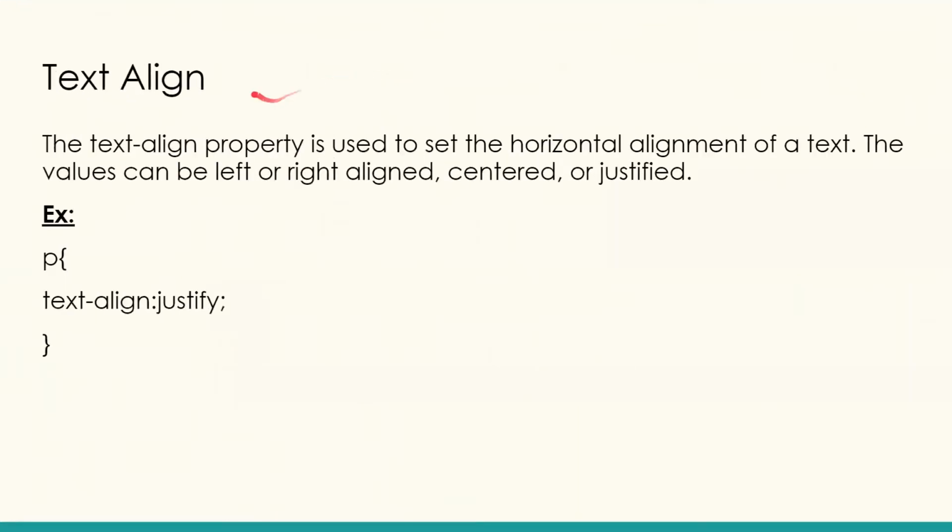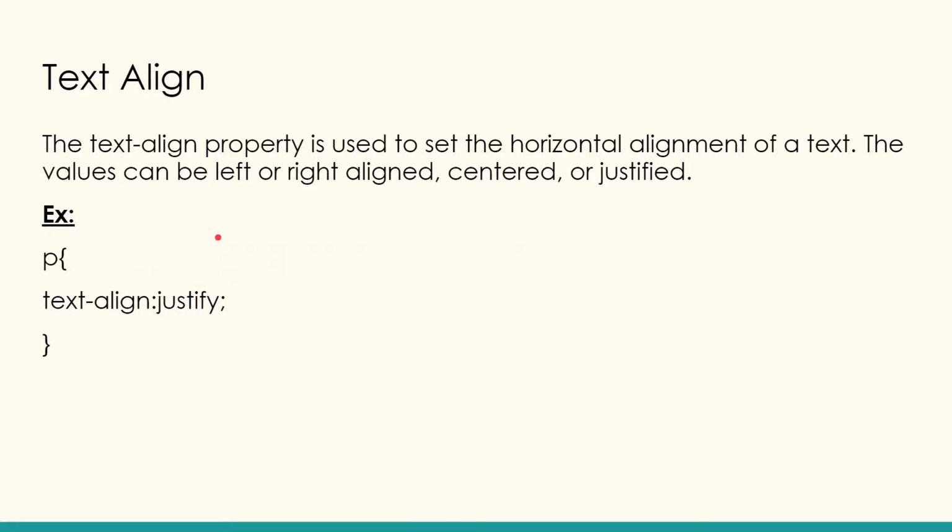So the text align property. The text align property is used to set the horizontal alignment of the text, and horizontal just means like this. The values can be left or right aligned, which basically means the text will either be on the left hand side or the right hand side. Centered means the text will be in the middle, and justified means it'll take up the whole width of your screen size. So if you have a phone, it'll take up the full width of that. If you have a desktop, then it'll take the full width of that.